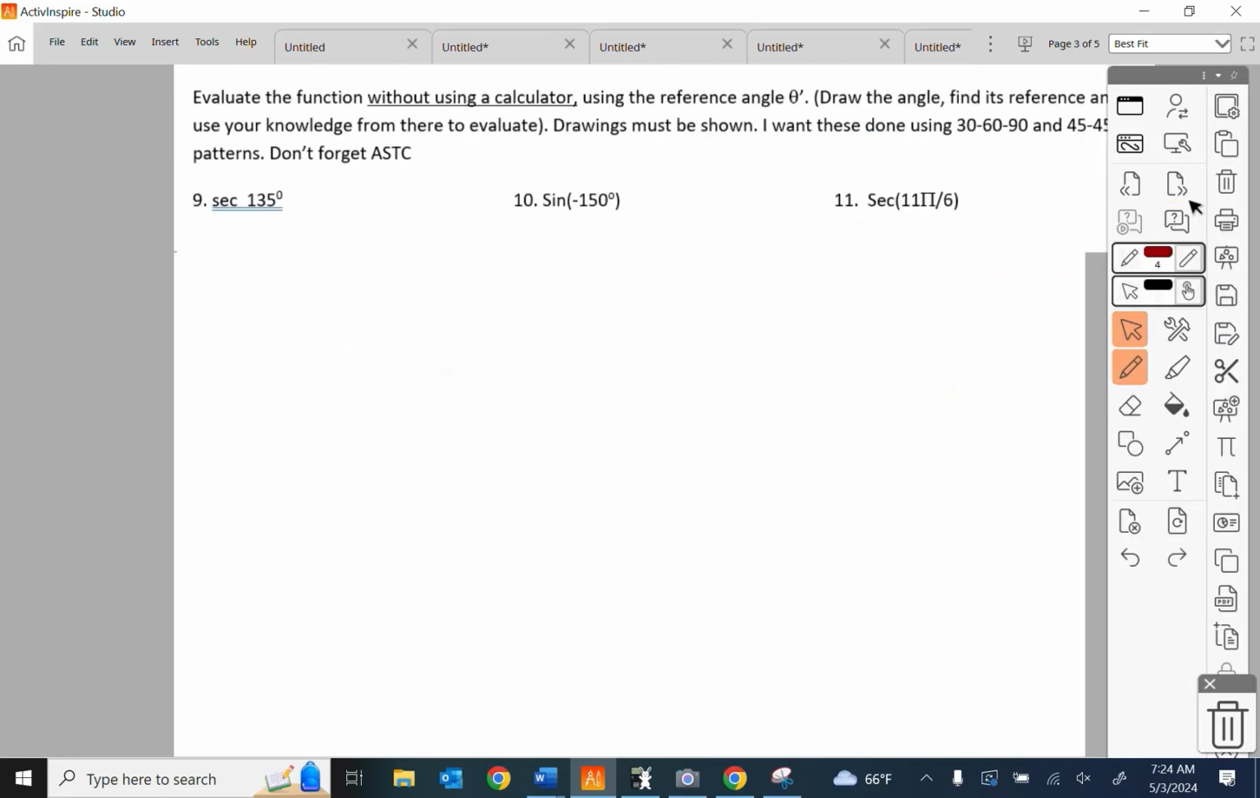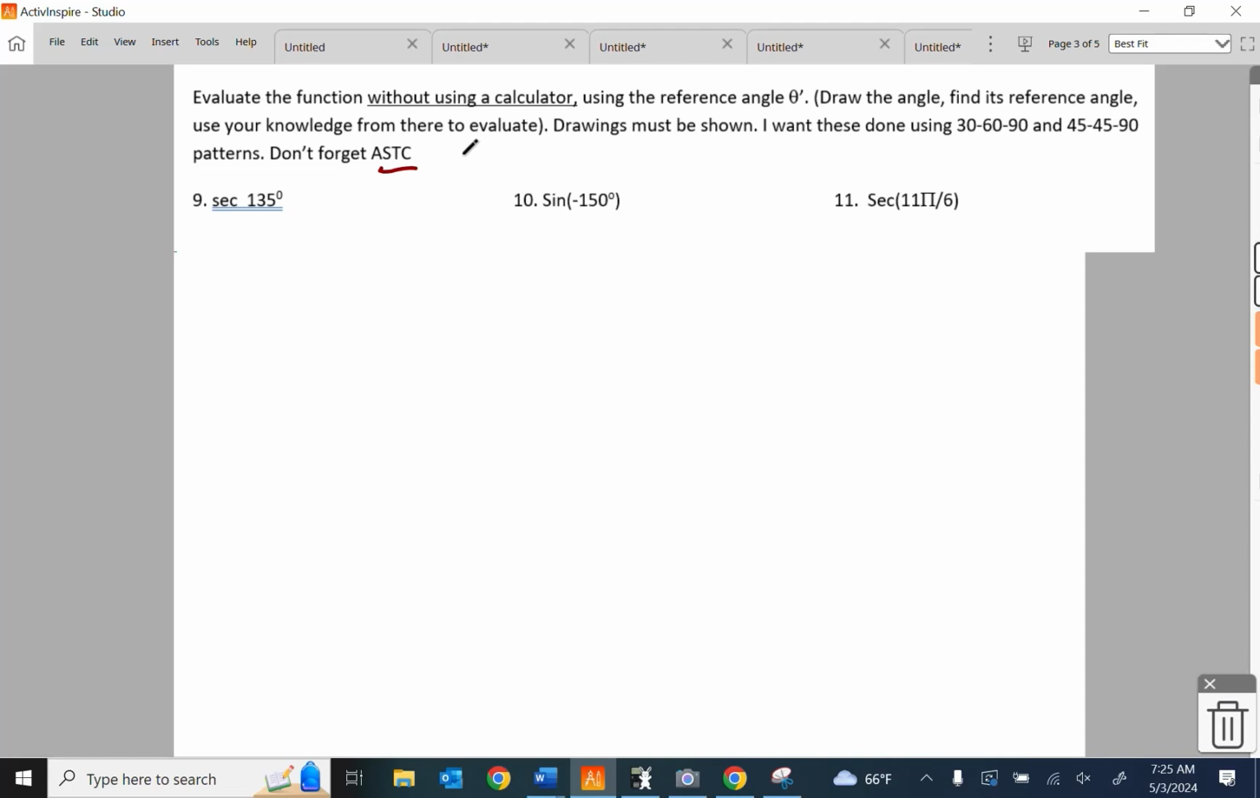Moving forward, evaluate the functions without using a calculator using the reference angle theta prime. Draw the angle, find its reference angle, and use your knowledge from there to evaluate. Drawings must be shown, and these are done using 30, 60, 90 and 45, 45, 90 patterns. And don't forget the little acronym, all strippers take cash. I'm just going to do 10.